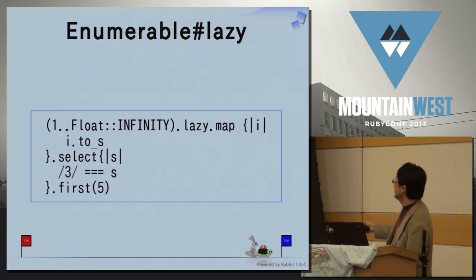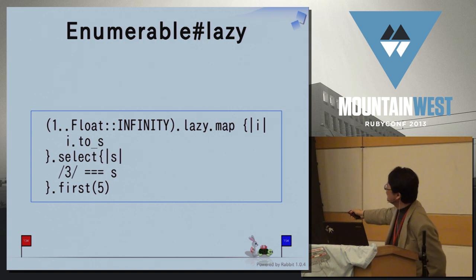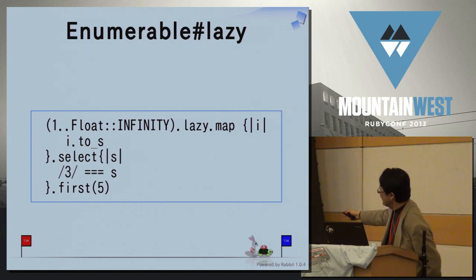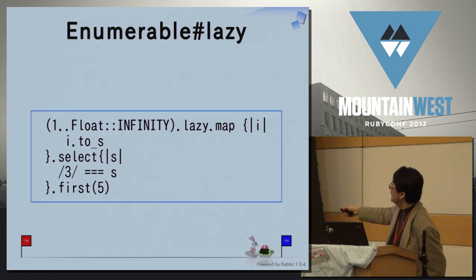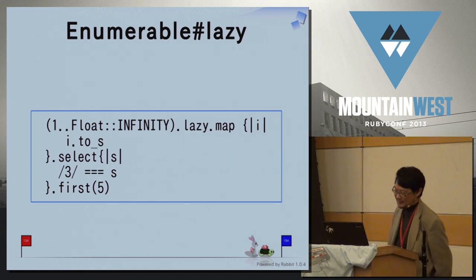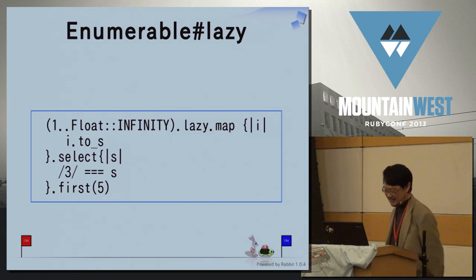So from Ruby 2.0, if you put lazy to any enumerable object, the stream execution will be evaluated lazily.